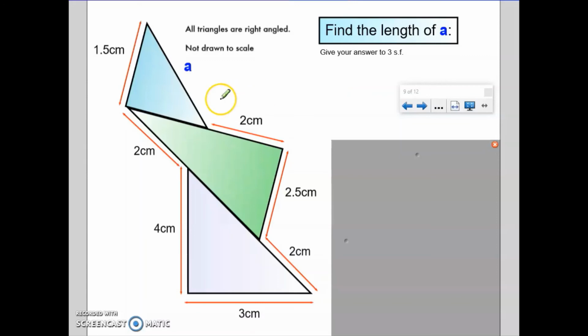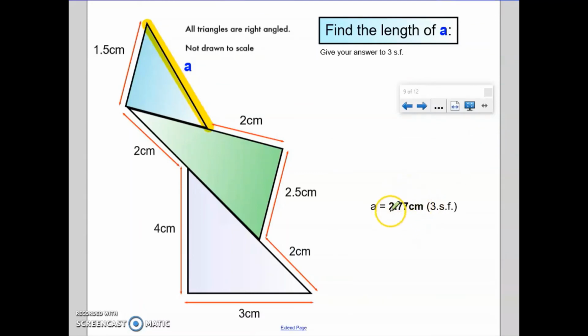Okay, welcome back. Hopefully you have found an answer for the length of A. The length of A should be 2.77 centimeters rounded to 3 significant figures. After the next 2 questions, on the final slide, I will display my full written solution for each of these questions. So you will be able to check your working out, or if you've made an error, see where you went wrong. But very well done if you found that A was 2.77 centimeters.